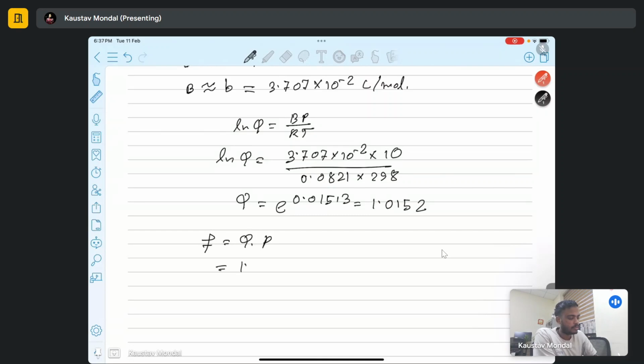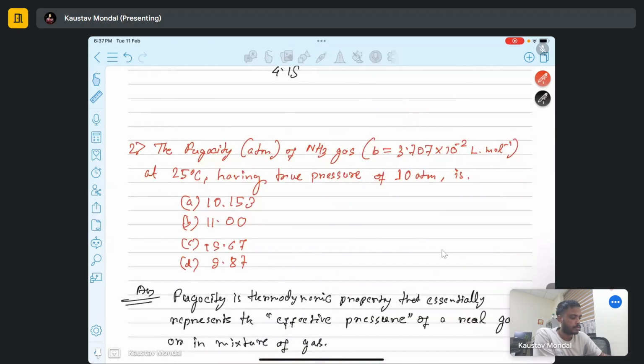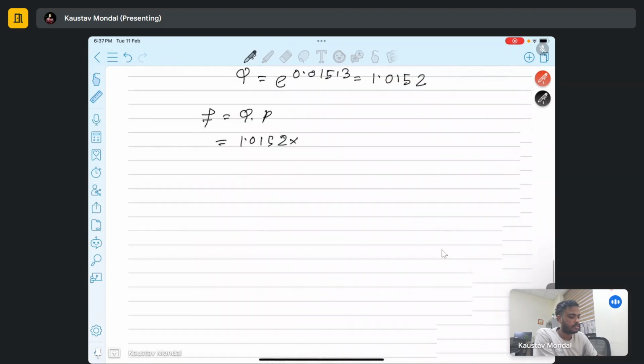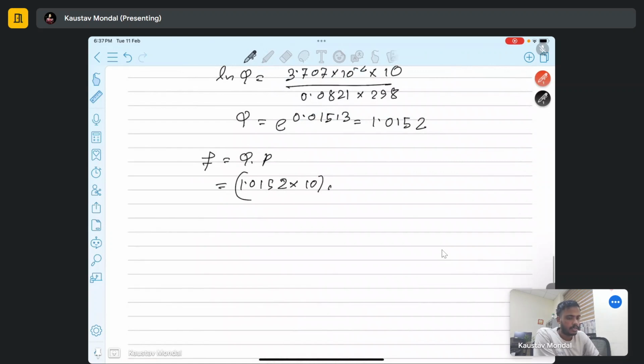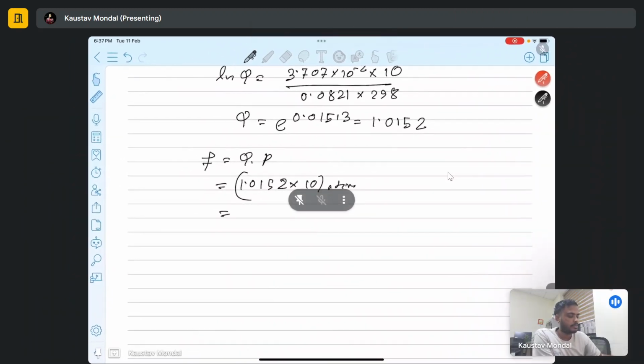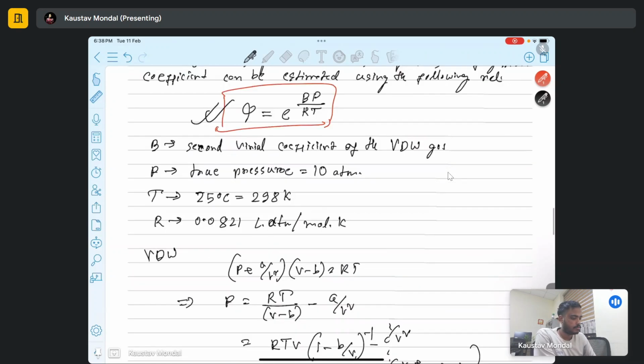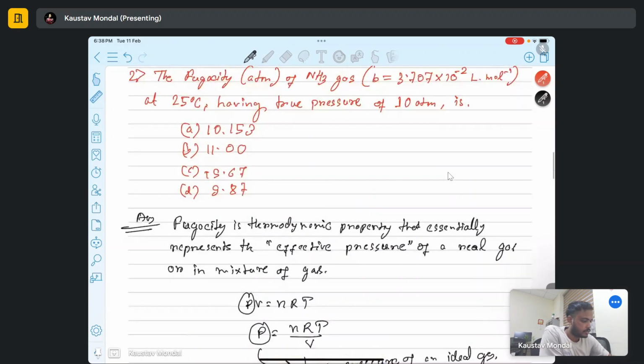Phi you have calculated, 1.0152. The true pressure was 10 atm, right? Here in the question, 10 atm. Now if you write it like this, this gives you 1.0152 into 10 atm. So that basically gives you 10.153 atm. This is the F. So the correct answer will be this one, 10.1.